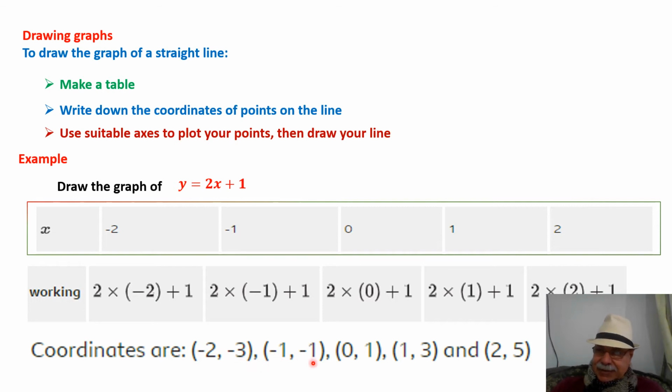Now I get the y points. How can I get these y points? These values: minus 3, minus 1, 1, 3, 5. This is the value of y. I got it from simplifying this equation, and I already have x.